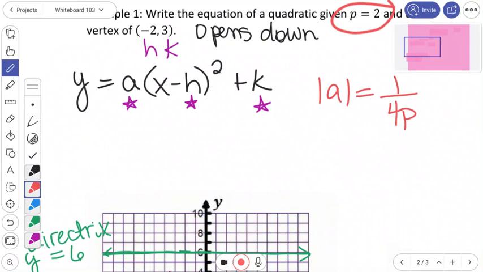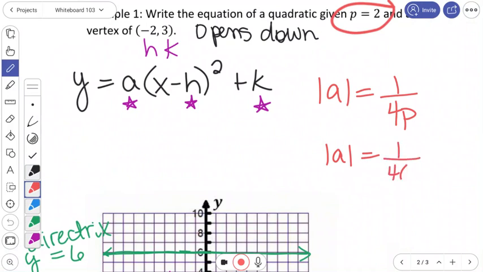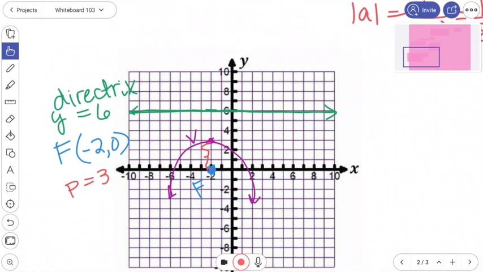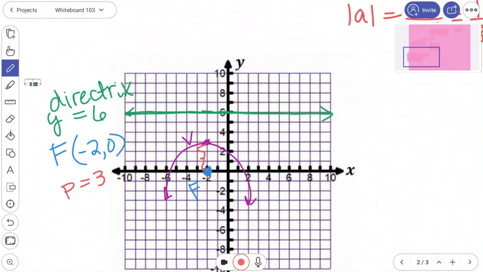And we were given the p-value of 2. So I know the absolute value of a is going to be equal to 1 over 4 times 2, which of course my numerator is 1. My denominator, 4 times 2, is 8. But that's the absolute value of a. So we need to determine, should our a value be positive or negative? And when I look at this graph, I remind myself, oh yeah, my graph is opening down. So my a value needs to be negative.